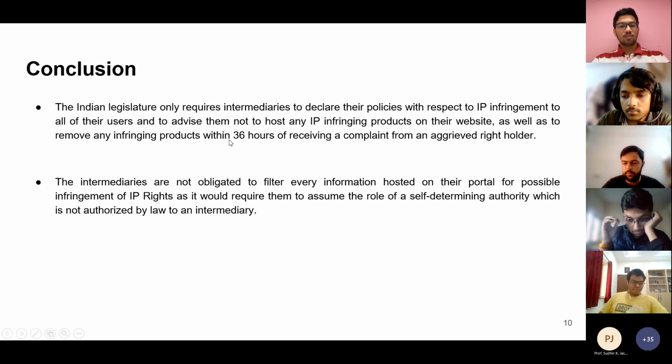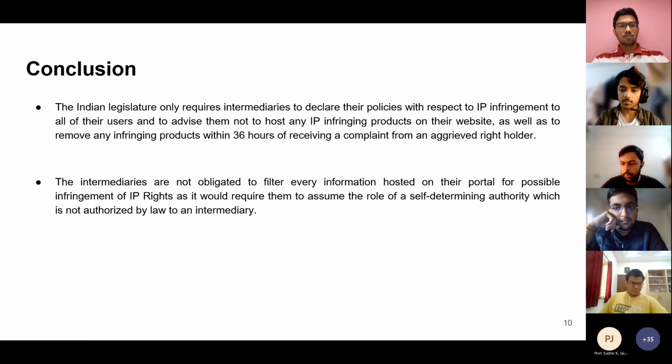has and to advise them to not infringe upon anyone's intellectual property, but it cannot act on its own and delete their content as long as there is no complaint from an aggrieved right holder, in which case they have to delete the content within 36 hours of reception of a complaint.